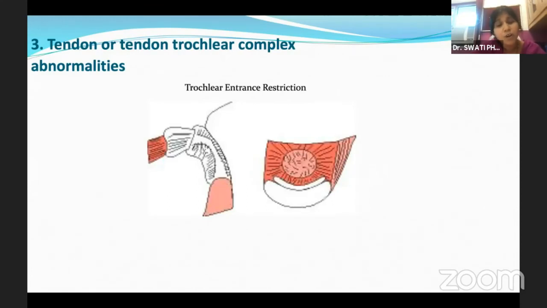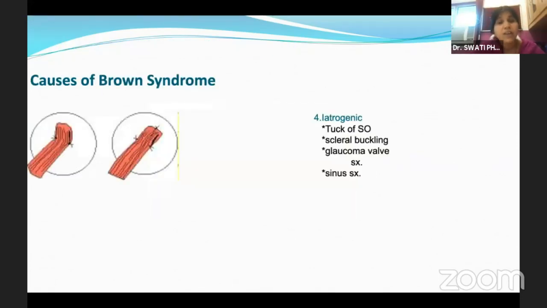The entry may be small. There may be some kind of restriction. It may be seen in acquired cases also. Whenever there is inflammation or fibrosis at the level of the trochlea, you may have acquired Brown syndrome. The other cause of acquired Brown syndrome could be surgical, iatrogenic, where it is secondary to tucking of the superior oblique muscle, or due to scleral buckling or glaucoma valve surgery.